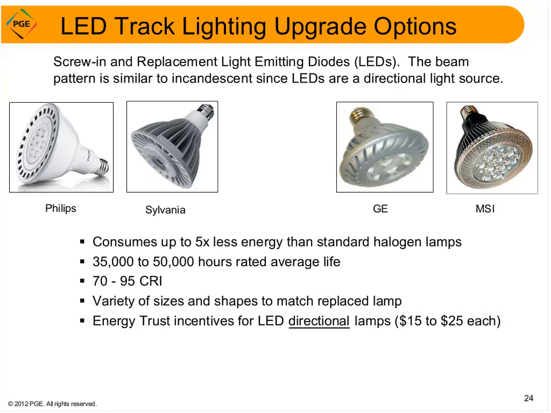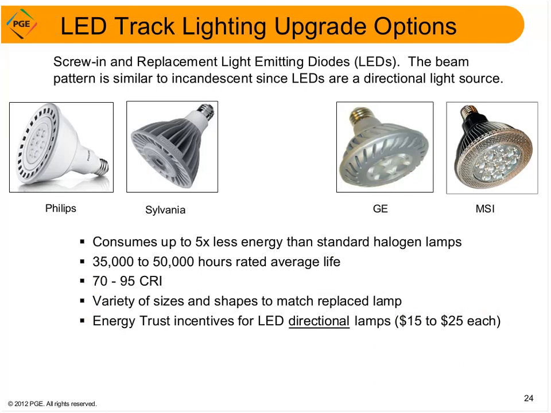So until just recently, there really wasn't an acceptable alternative for halogen reflector lamps for track lighting. The CFLs have a poor beam pattern. They just don't have good enough color quality. Ceramic metal halide lamps have been a reasonable choice, but they have shortcomings in light quality, lamp life, and they're pretty expensive. So the screw-in replacement directional lamps have improved to the point where they're now an excellent alternative to halogen. Energy savings, they have excellent color quality, long lamp life. This is what makes them a compelling choice.